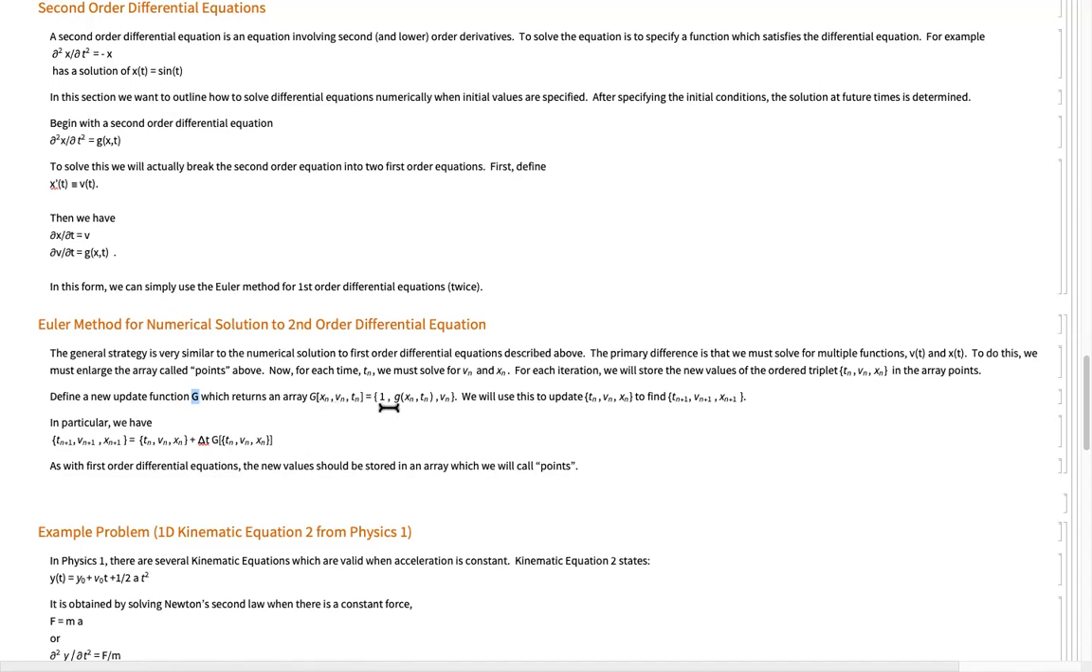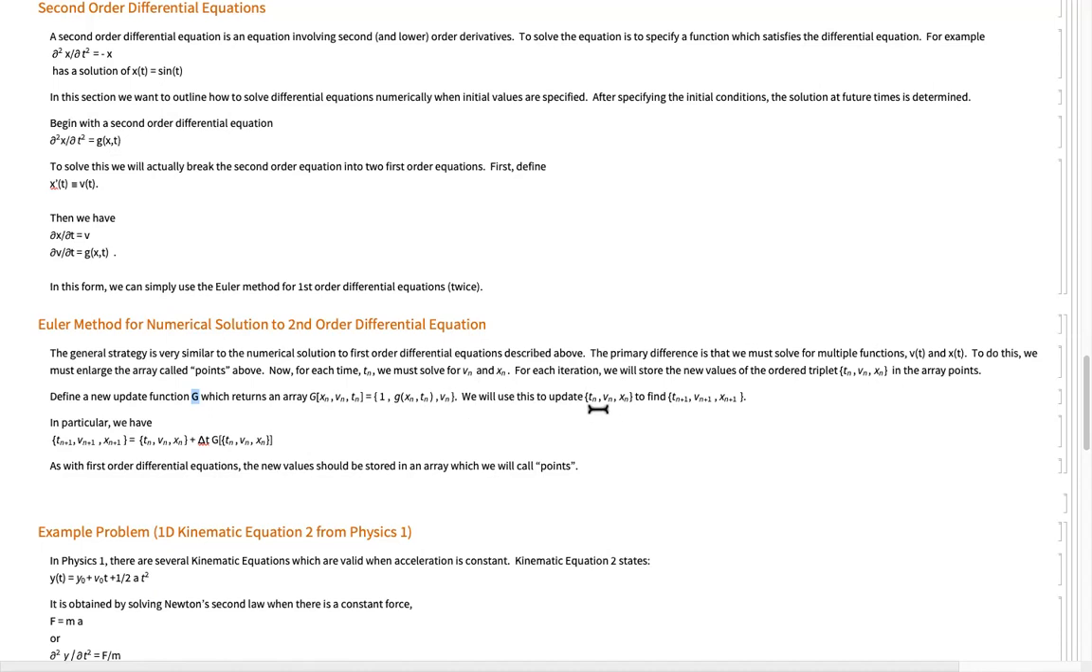All right, so G has a 1 in the time slot. That's because the new value, well, you'll see. And then I have the original function G, which came from the differential equation, updates the velocity, and then I'm going to update position using velocity.